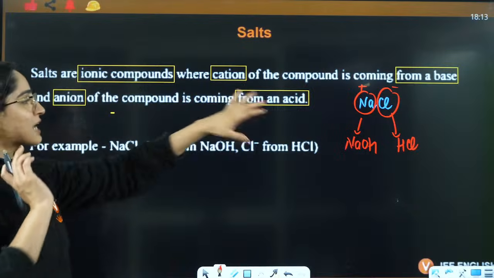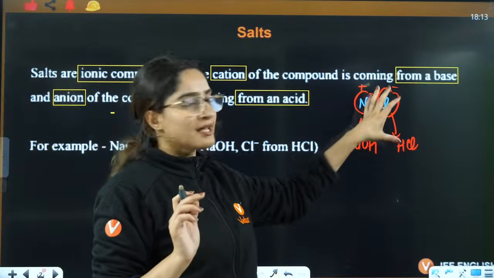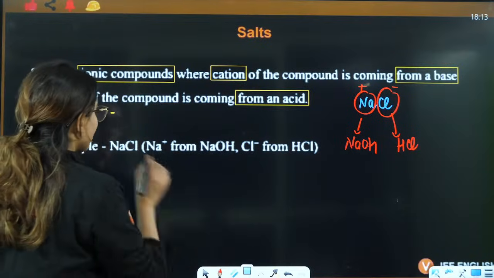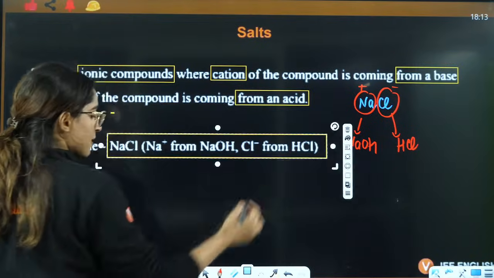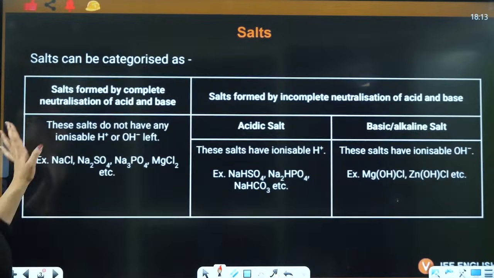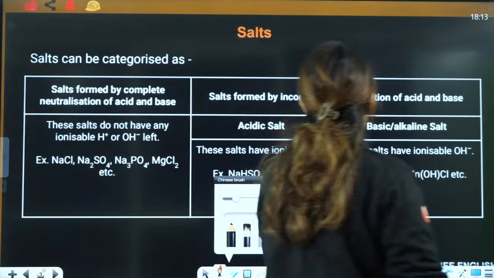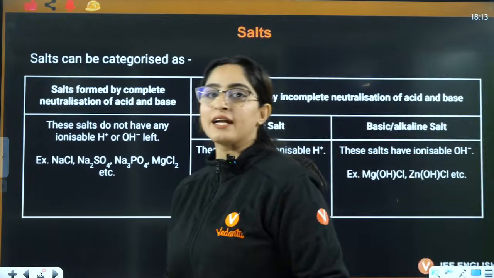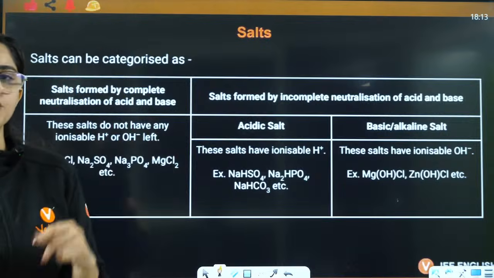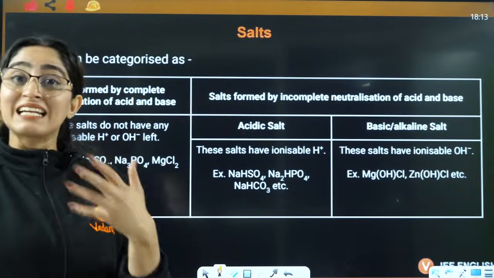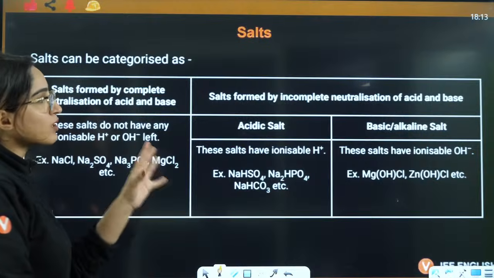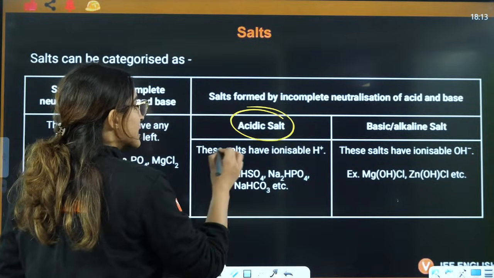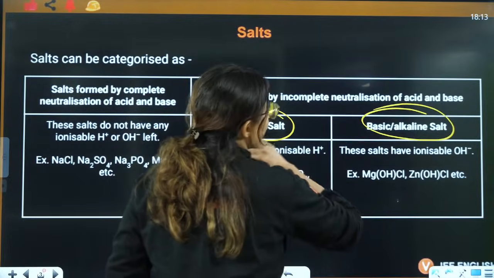So, the cation is coming from a base and the anion is coming from an acid. For example, you have NaCl, the example that I have just given you, right? Now, salts can be categorized just like buffer solutions. Same as buffer solutions, salts are also categorized into different parts. And what are these different parts? There is acidic salt, and then there is basic or alkaline salt.